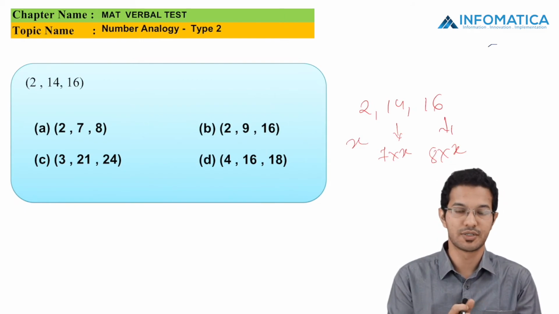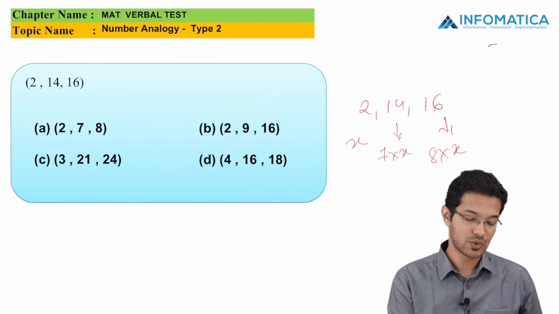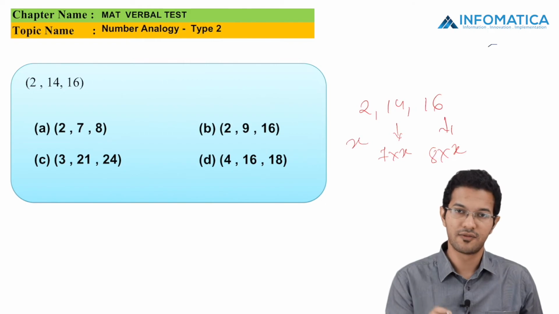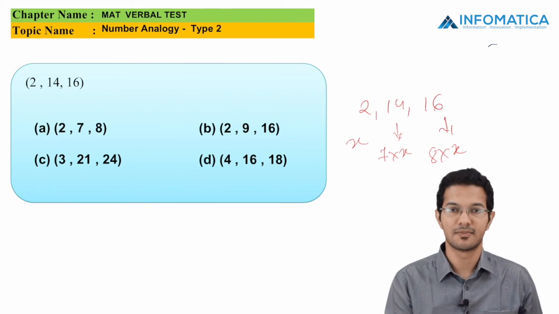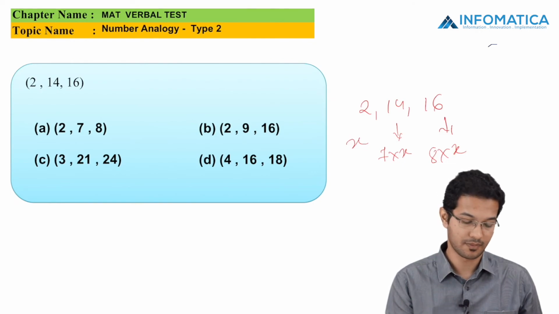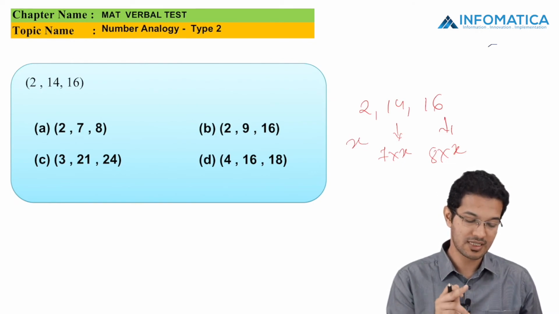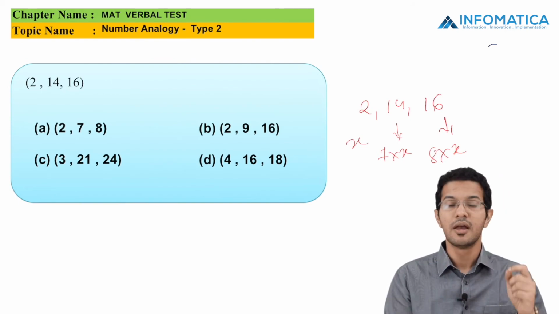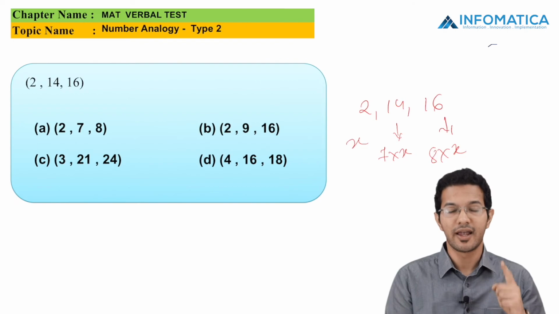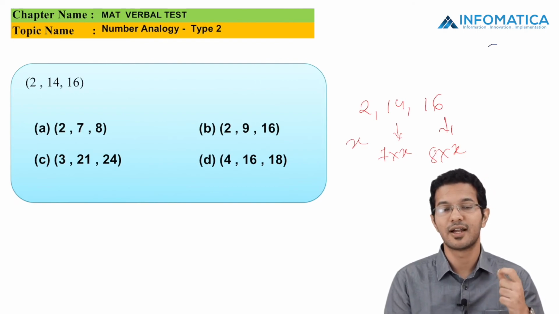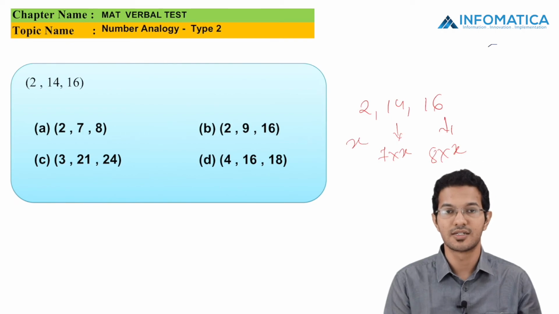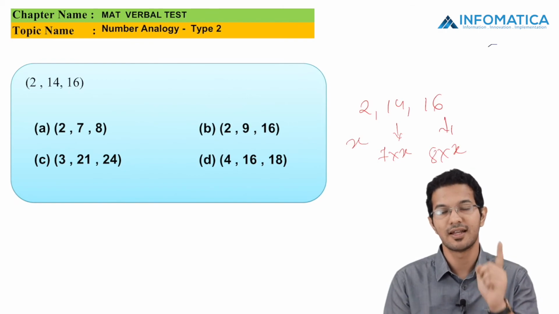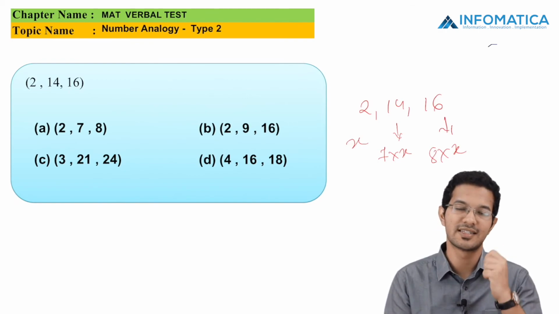So let us check out the options. Option A is 2, 7 and 8. Is it following the pattern? I cannot say that option A is the right answer. Option B is 2, 9 and 16. Again, this is failing the pattern. If we go for option C, which is 3, 21 and 24, is it following the pattern, students? I can definitely say that 3, 21 and 24 is following the pattern. It is in the form of x, 7x and 8x, which is nothing but 3, 21 and 24. Hence, option C is the right answer.